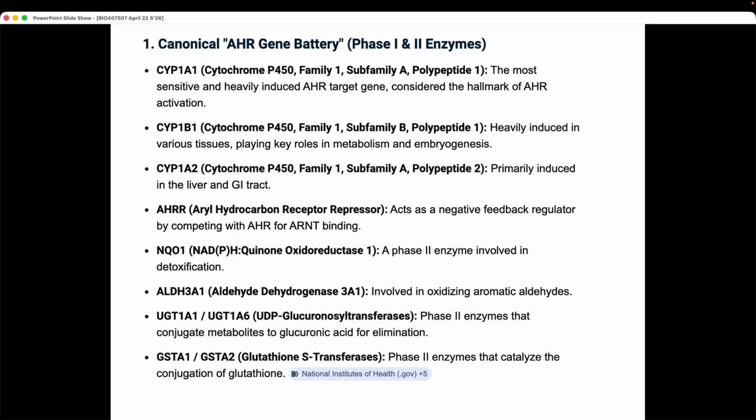And so this is the aryl hydrocarbon receptor, and they're talking about this gene battery. That's just a classic set of target genes that, when the aryl hydrocarbon receptor binds to a xenobiotic molecule, it is going to increase the expression of. And all of these are enzymes that are involved in metabolism.